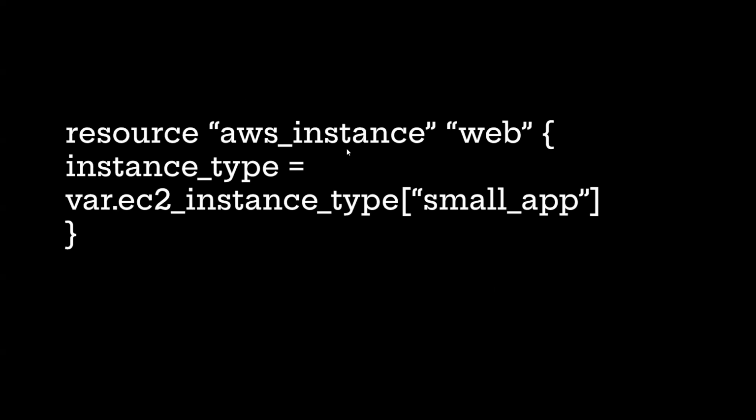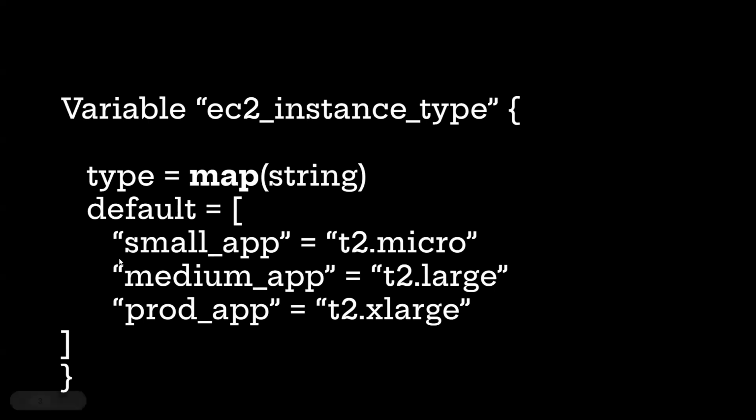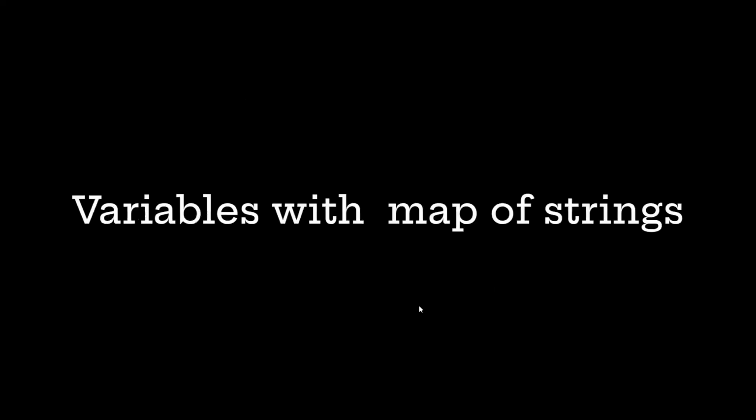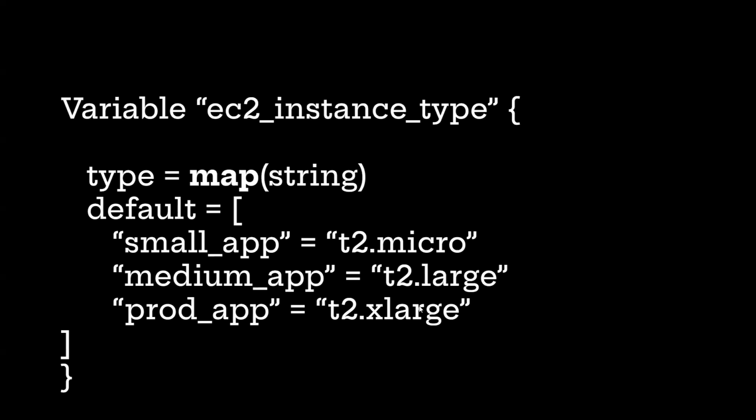So you are creating the AWS instance here. Here I am giving the instance type equal to variable EC2 instance type, and I'm giving small app. Where did I take small app from? I took small app from here. Small app is equal to T2 micro. If I use small app, then the instance will be created as T2 micro. If I use prod app, then it will be created as T2 xlarge. So like this it will work.